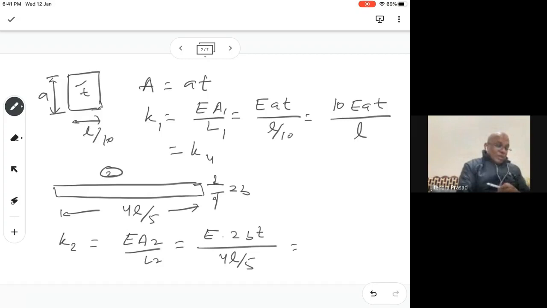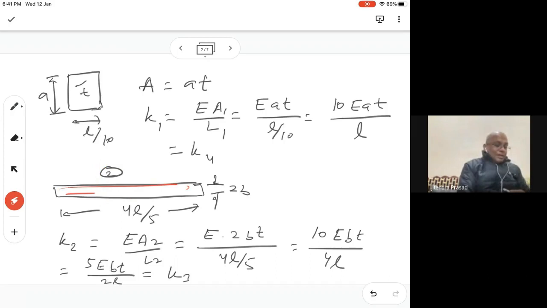So what do we get? We get 10 EBT divided by 4L, or simply 5 over 2, EBT over 2L, which is equal to K3 as well, because 2 and 3 are the same. And because of that, K2 and K3 will be exactly the same, same as K1 and K4 are exactly the same. Hence, we can reuse it.